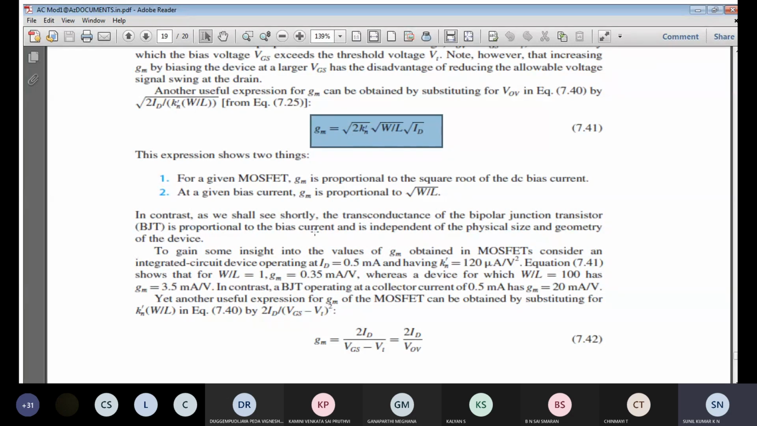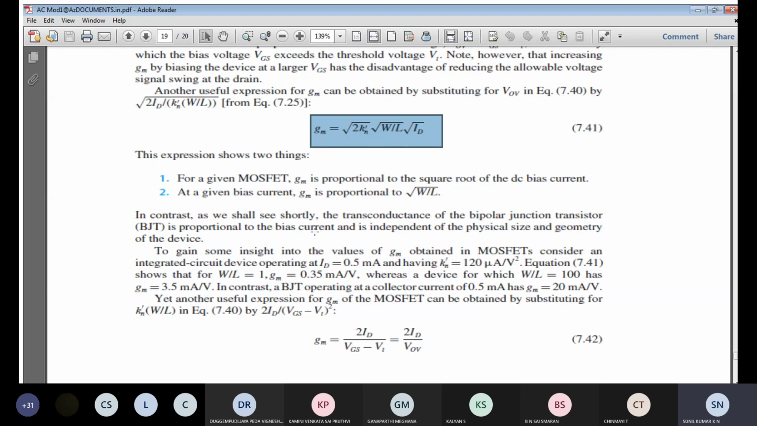In the previous BJT discussion, Gm was directly proportional to IC by VT. That is the expression for the BJT. So Gm will be equal to IC by VT, where IC is the DC output collector current. So for the BJT it was directly proportional to the DC bias current, and it was independent of the physical size and the geometry.